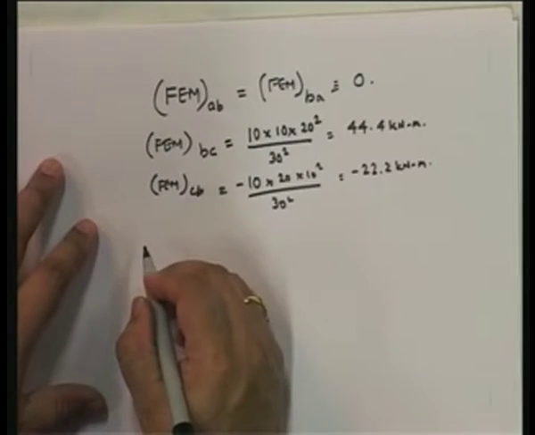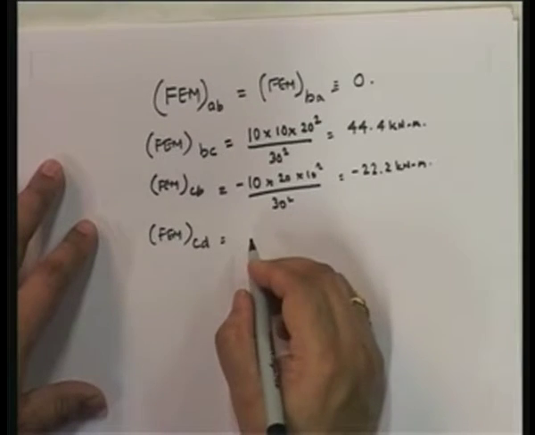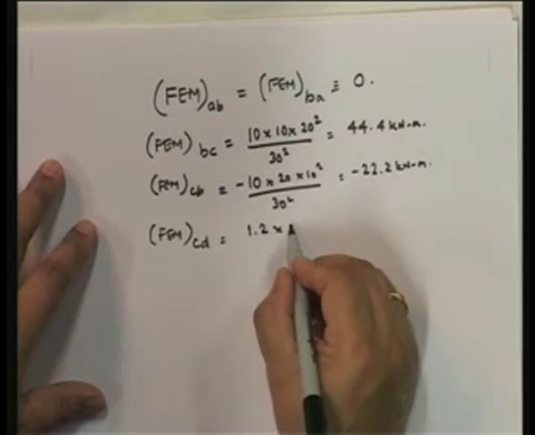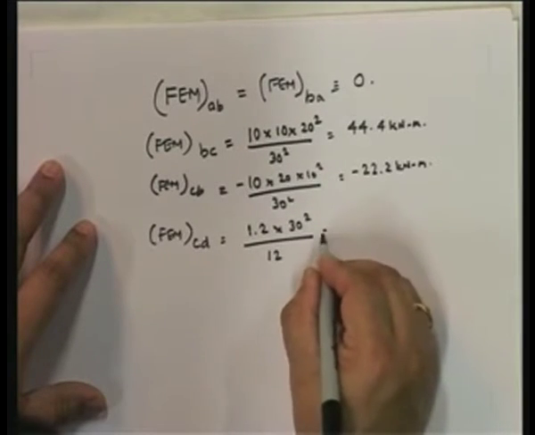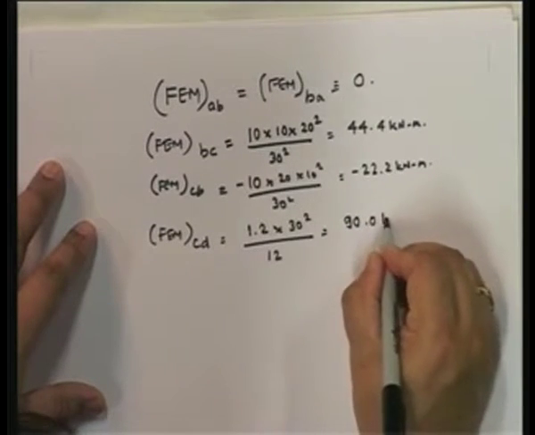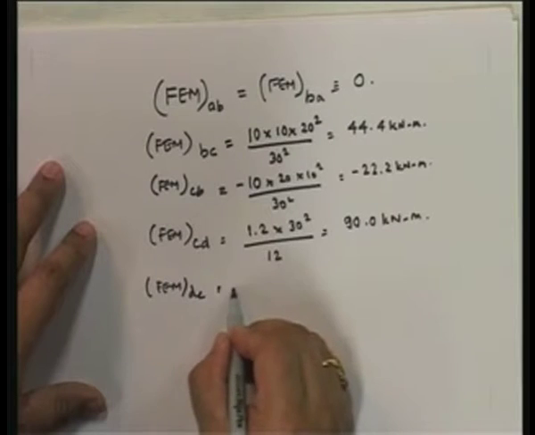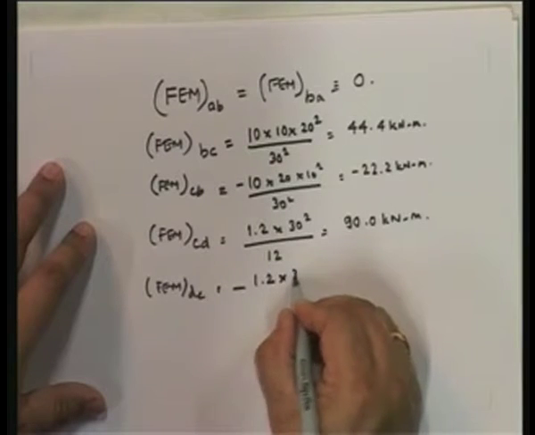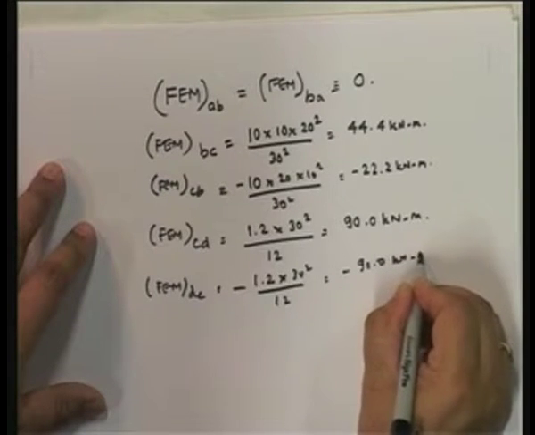Okay, next let's look at fixed end moment at CD. This is equal to 1.2 into 30 squared upon 12, and this turns out to be equal to 90.0 kilonewton meter, and fixed end moment at DC is negative 1.2 into 30 squared upon 12, so it's equal to minus 90 kilonewton meter.